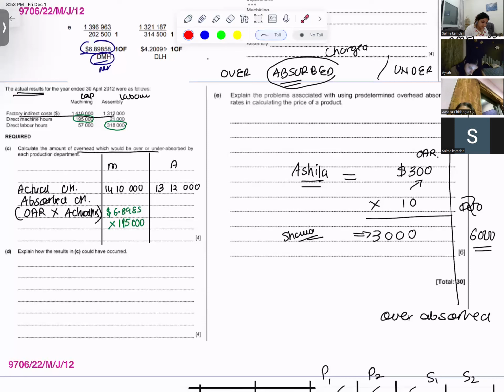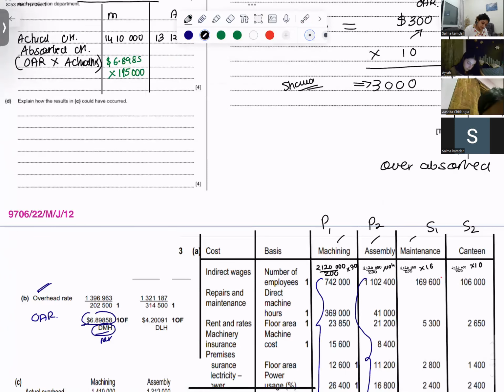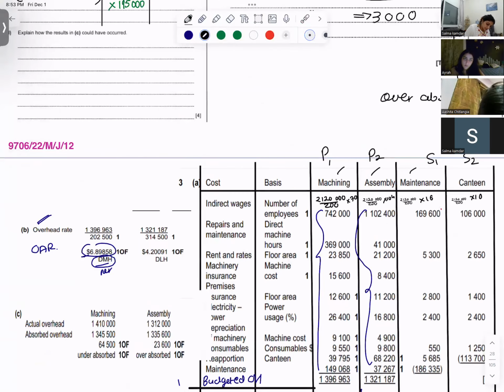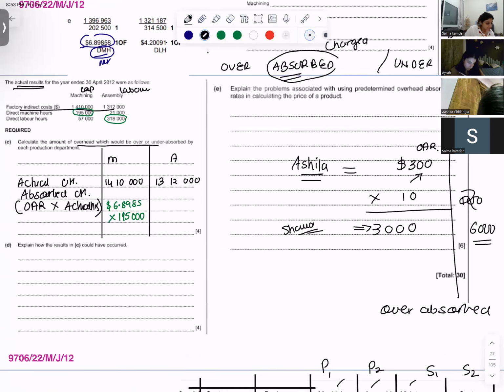To calculate the absorbed overheads, how would you calculate the absorbed overheads? 1345207.5. Sorry, 1345207.5. Are you sure you've got this figure? Yes. 6.8985 into 195,000. Yeah. 1345207. Okay.